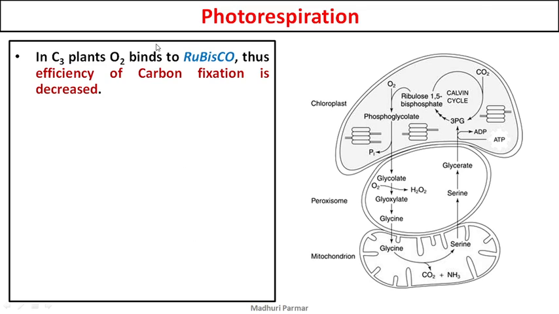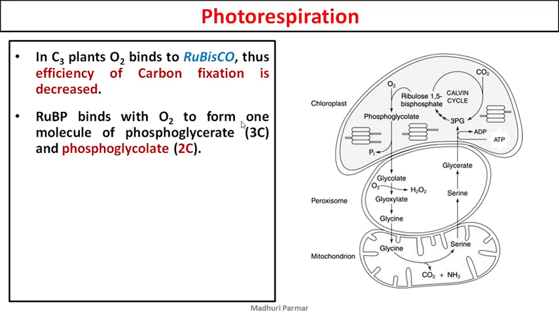Now let us see what kind of pathway photorespiration is. In C3 plants, O2 binds to Rubisco, thus the efficiency of carbon fixation is decreased. When you recall C3, C4 and CAM plants, you can recall that C3 plants are the ones whose mesophyll cells are open to all sorts of gases. It can be carbon dioxide, it can be oxygen. So photorespiration is seen more in the C3 plants. When Rubisco binds to the oxygen, it forms one molecule of phosphoglycerate and one molecule of phosphoglycolate, fine, which is a two carbon compound. Let us see it here.